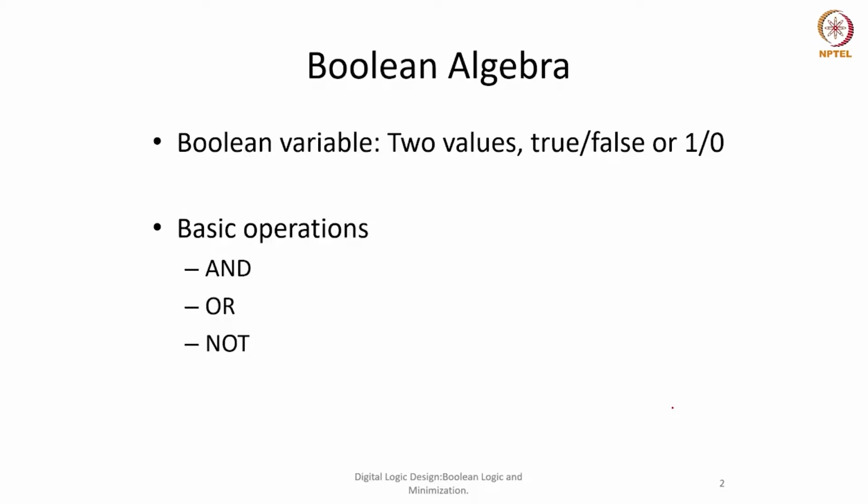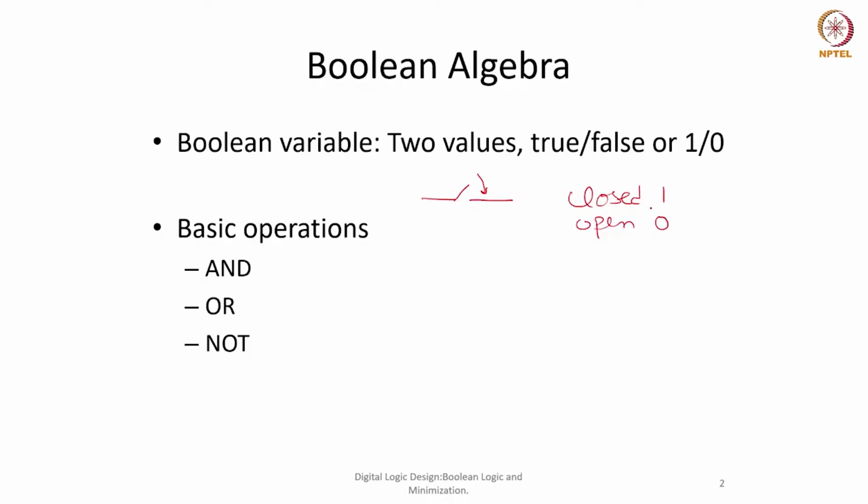So in a Boolean algebra, each variable will have only two values: either 0 or 1. There are three basic operations that can happen on any Boolean variable: one is AND, another is OR, and the third one is NOT. First of all, let's see how a switch would look. In a switch, whenever it is closed, that represents 1, and when it is open, it is called 0.